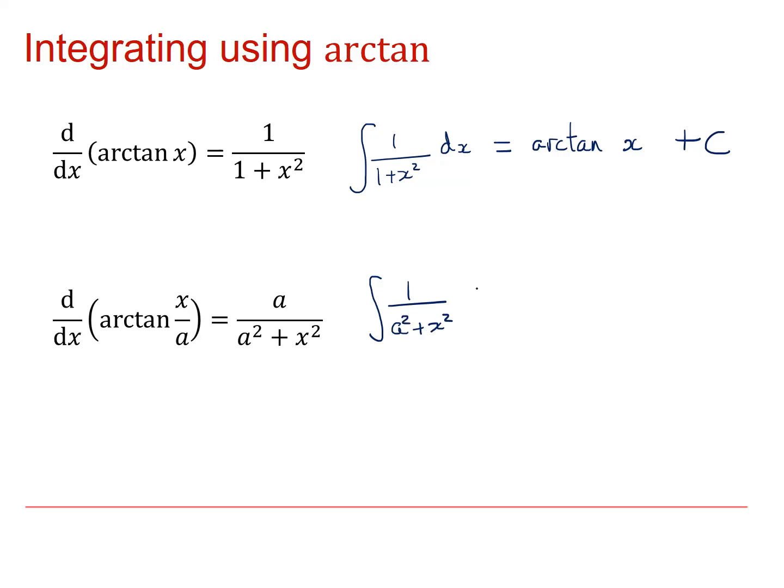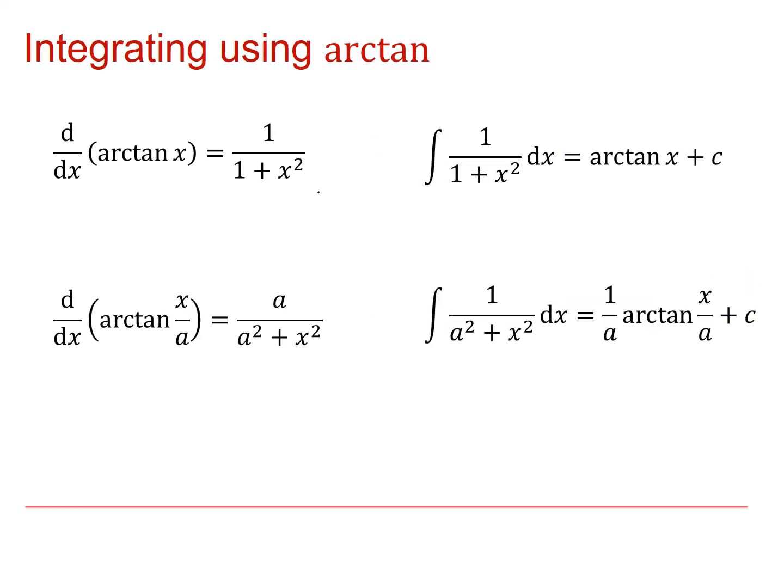That means that this is 1 over a times the size of the thing I've got on the right over here. So I'm going to get 1 over a times the inverse tan, that's arctan, x over a, plus my constant. There that is, tidied up so you can read it a bit more easily. And this second one here is going to be by far the most useful when we come to look at integration.